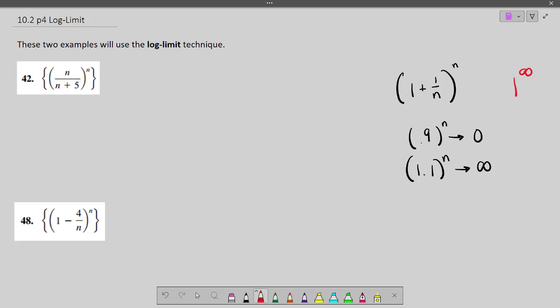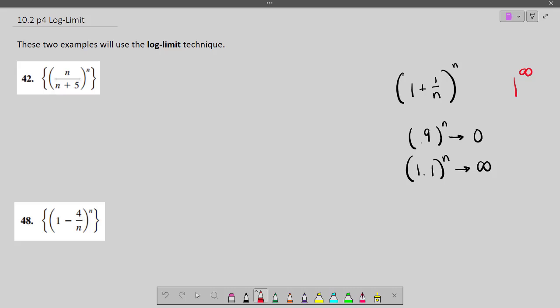If someone said, on the spot, what do you think that limit is? It feels like it should be infinity, because the base is always bigger than 1, and we know this. But it's not. What is the limit of this as n goes to infinity? E. That is where E comes from.